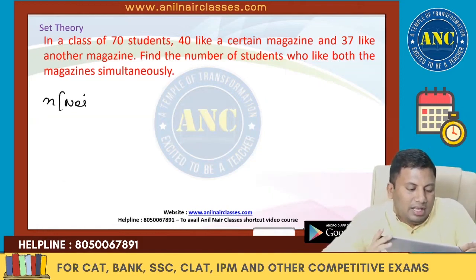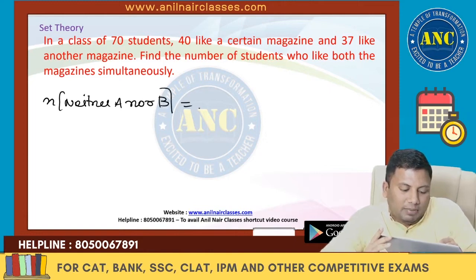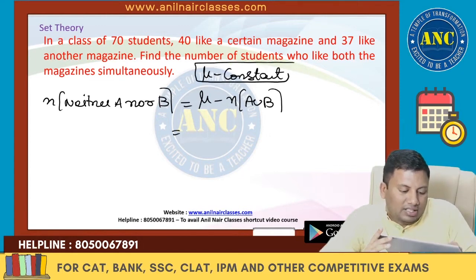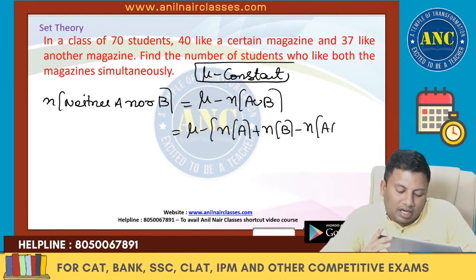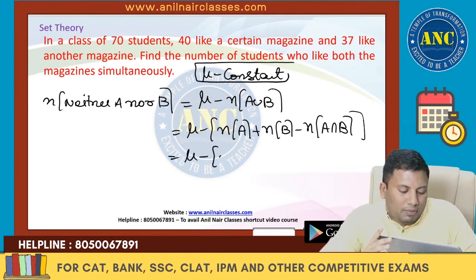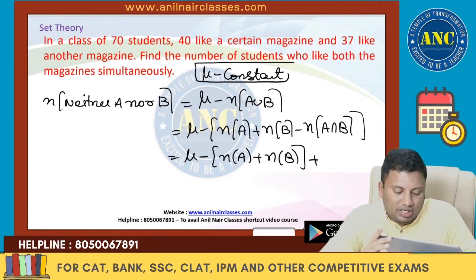N of neither A nor B is nothing but mu minus n of A union B. If mu is constant, mu is nothing but the universal set, some value is given. n of A union B is n of A plus n of B minus n of A intersection B. This is nothing but mu minus of n of A plus n of B, minus into minus is plus, which is n of A intersection B.